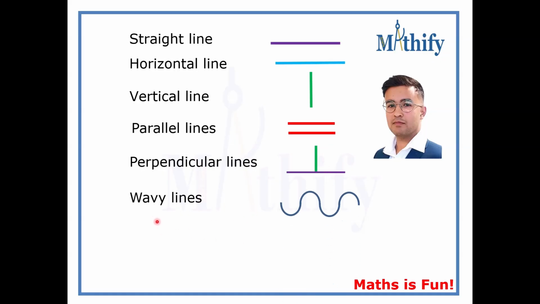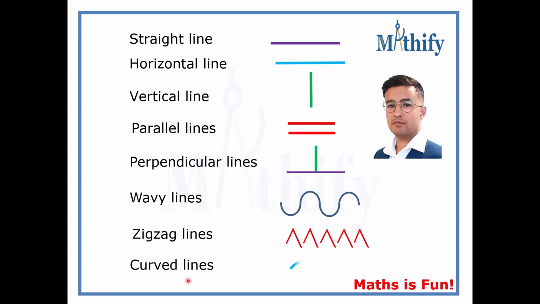And there are other types: wavy lines, zigzag lines, and curved lines. So there is one important type missing here.